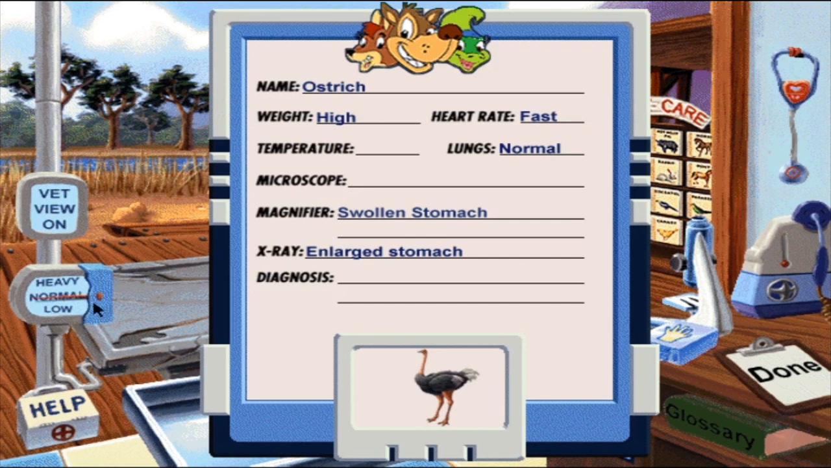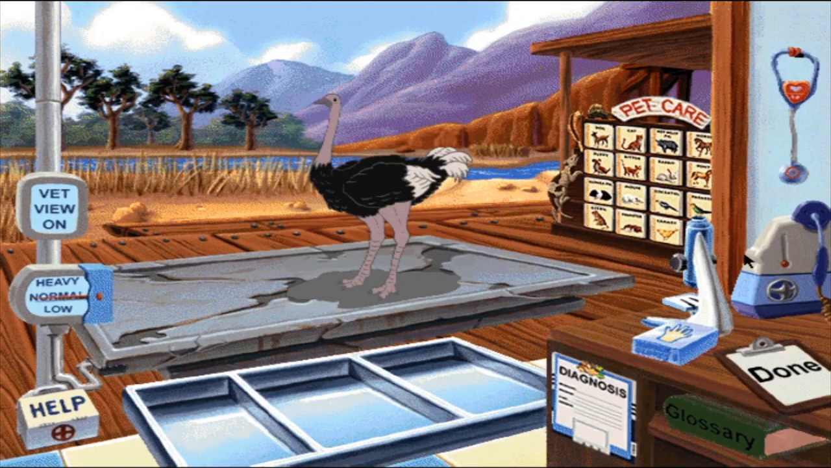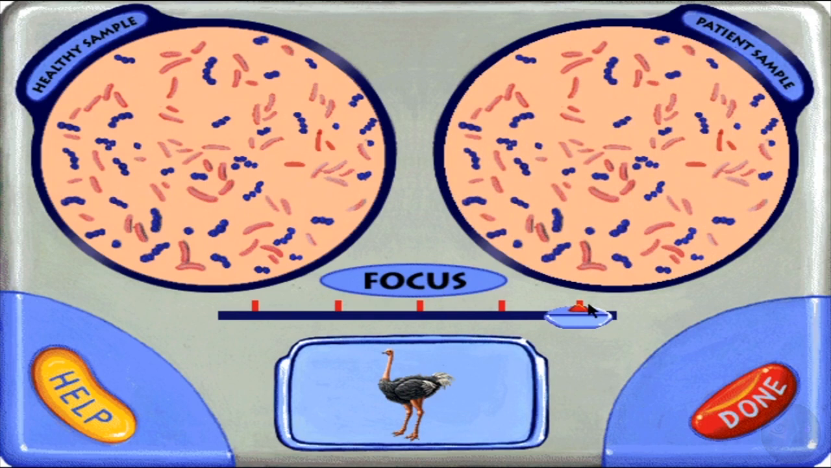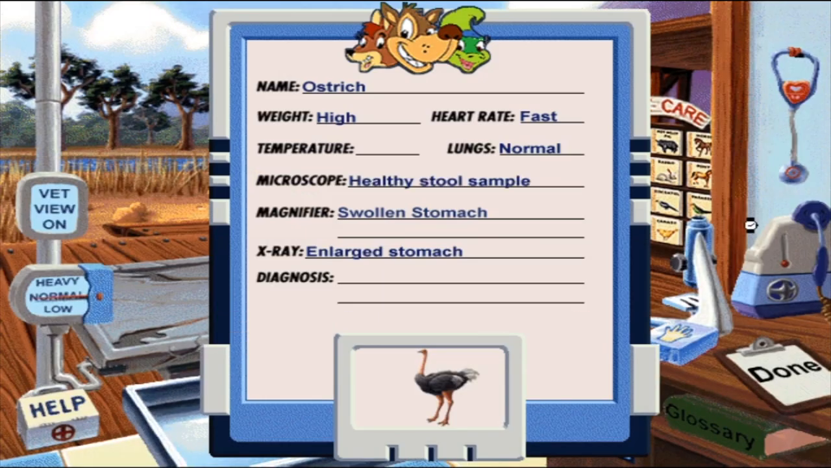This animal's weight is high. Let's examine these ostrich stool samples. Well, this sample looks healthy. Let's move on. Healthy stool sample.